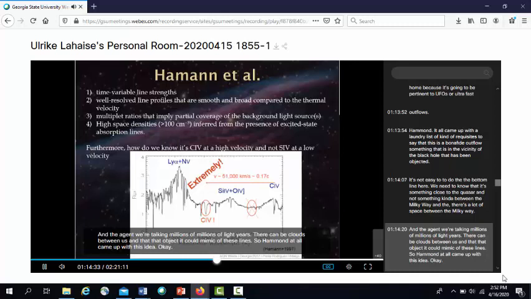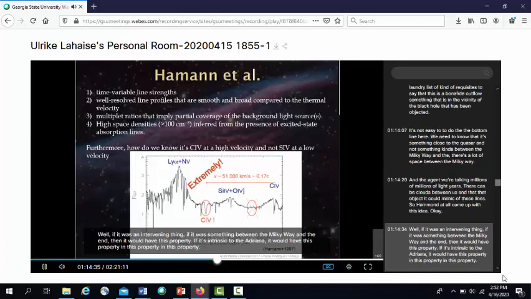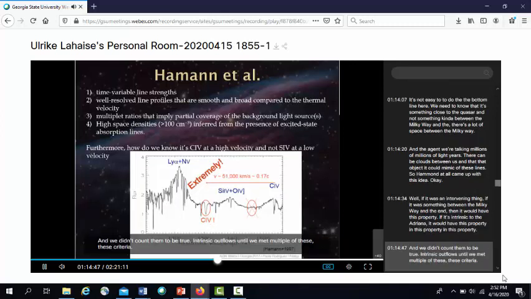And so Hamann et al. came up with this idea: okay, if it was an intervening thing, something between the Milky Way and that AGN, then it would have this property. If it's intrinsic to the AGN, it would have this property and this property and this property. And we didn't count them to be true intrinsic outflows until they met multiple of these criteria.